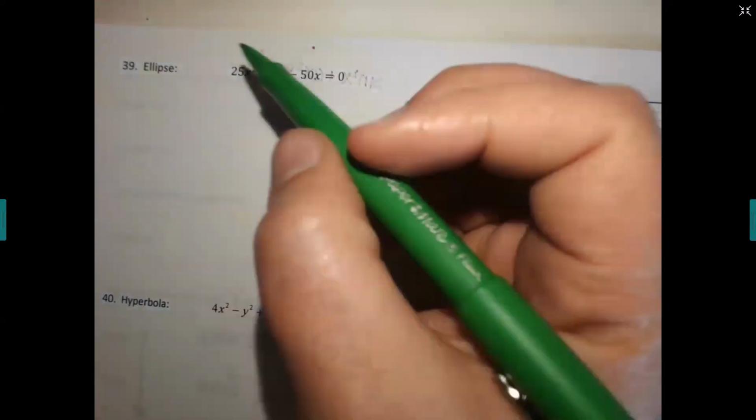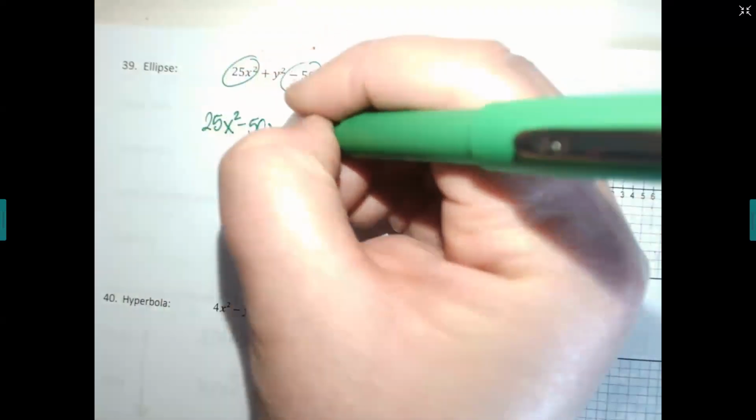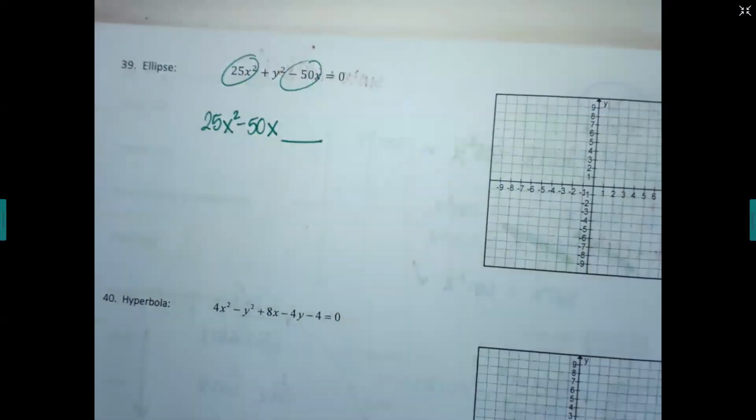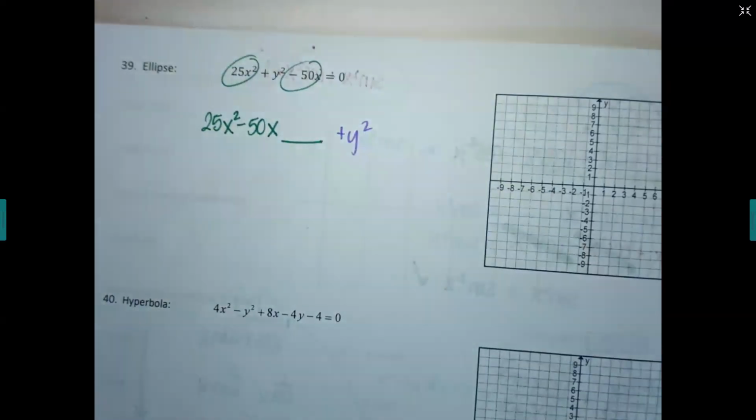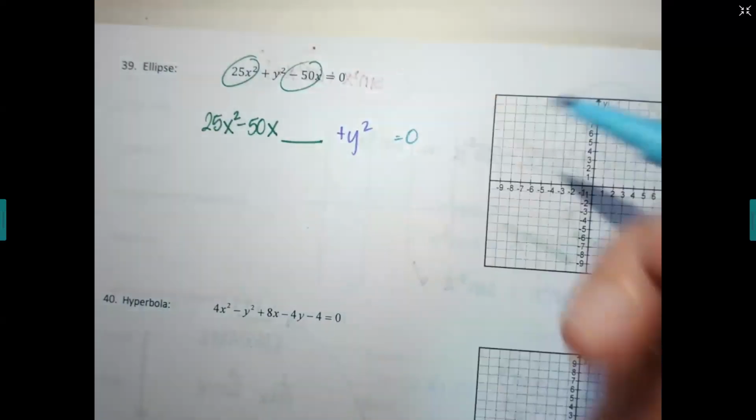Okay, your ellipse, I have a 25x squared plus y squared minus 50x. Remember, you're just going to group these by their letters. So 25x squared minus 50x, plus a blank. Then I have a y squared that's alone, and then I have an equal 0 on the other side.